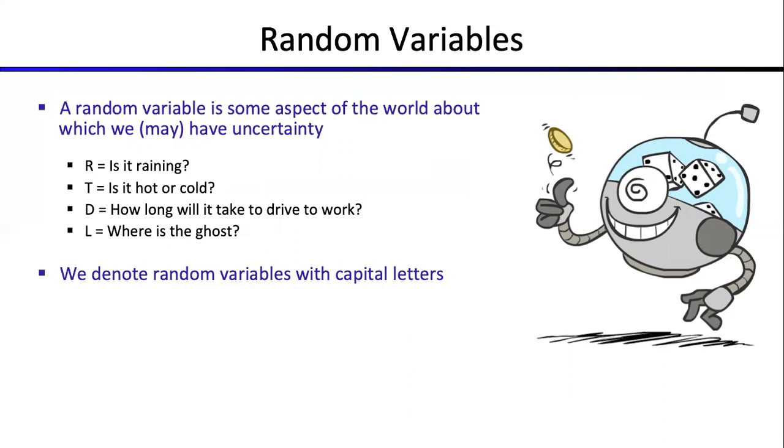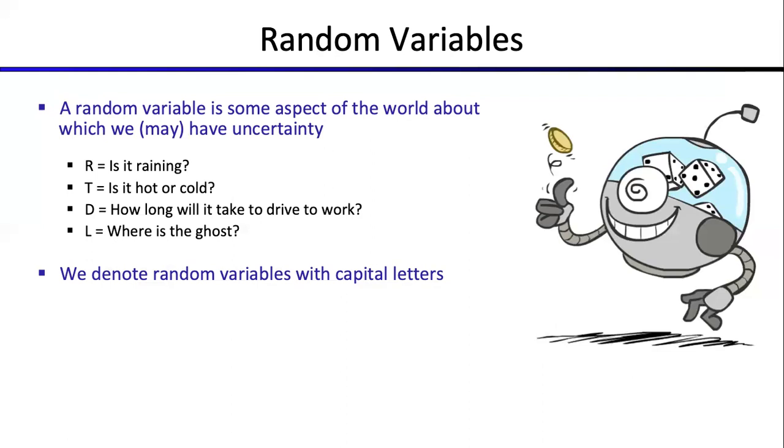So will it rain or not? It's a random variable. Is it hot or cold outside? How long will it take to drive to your workplace? And in our example of the ghost, where is the ghost located? These are the random variables that we have got.